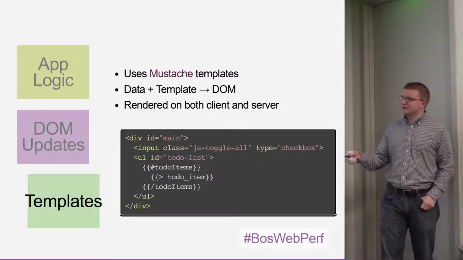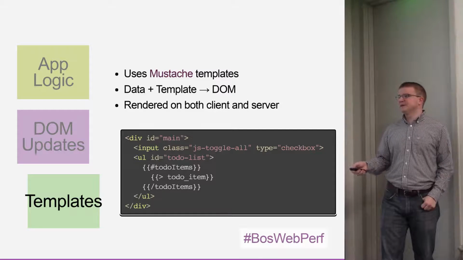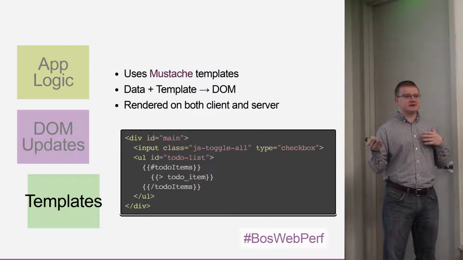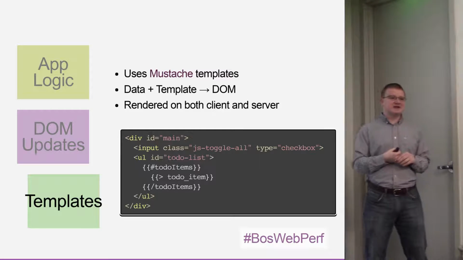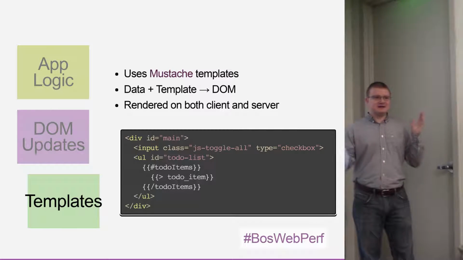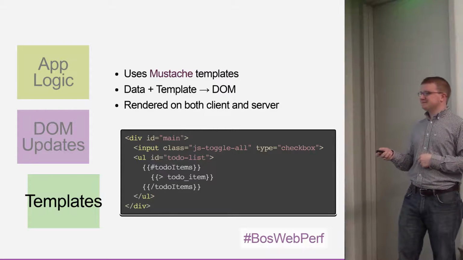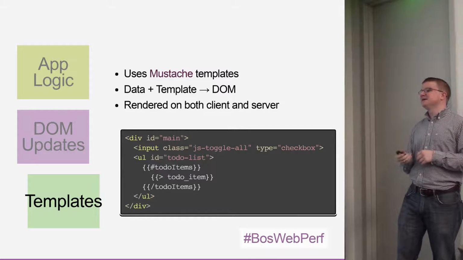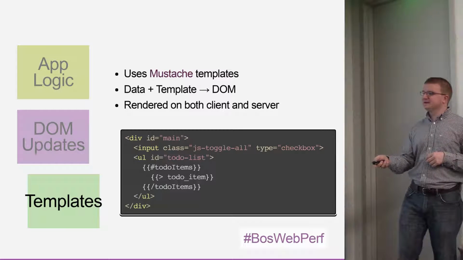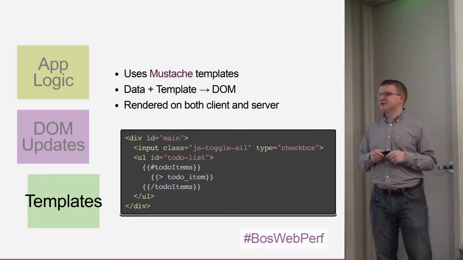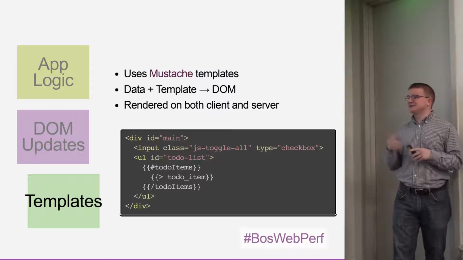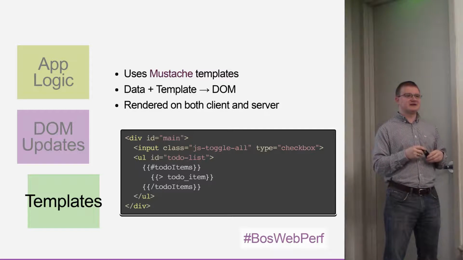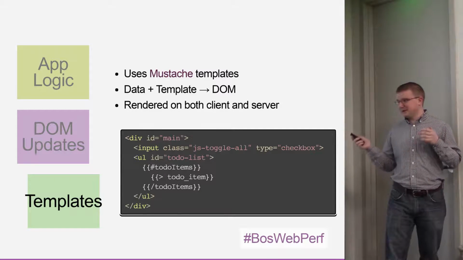The return value of this equation here, data plus template, would give you a string, and you would just use jQuery to put that string and set it to the HTML, the inner HTML of a DOM element, and it would update. We are able to actually, instead of returning just a string, because we have a more intelligent way to update the DOM, return an object that can be plugged into our virtual DOM engine and update the DOM that way.